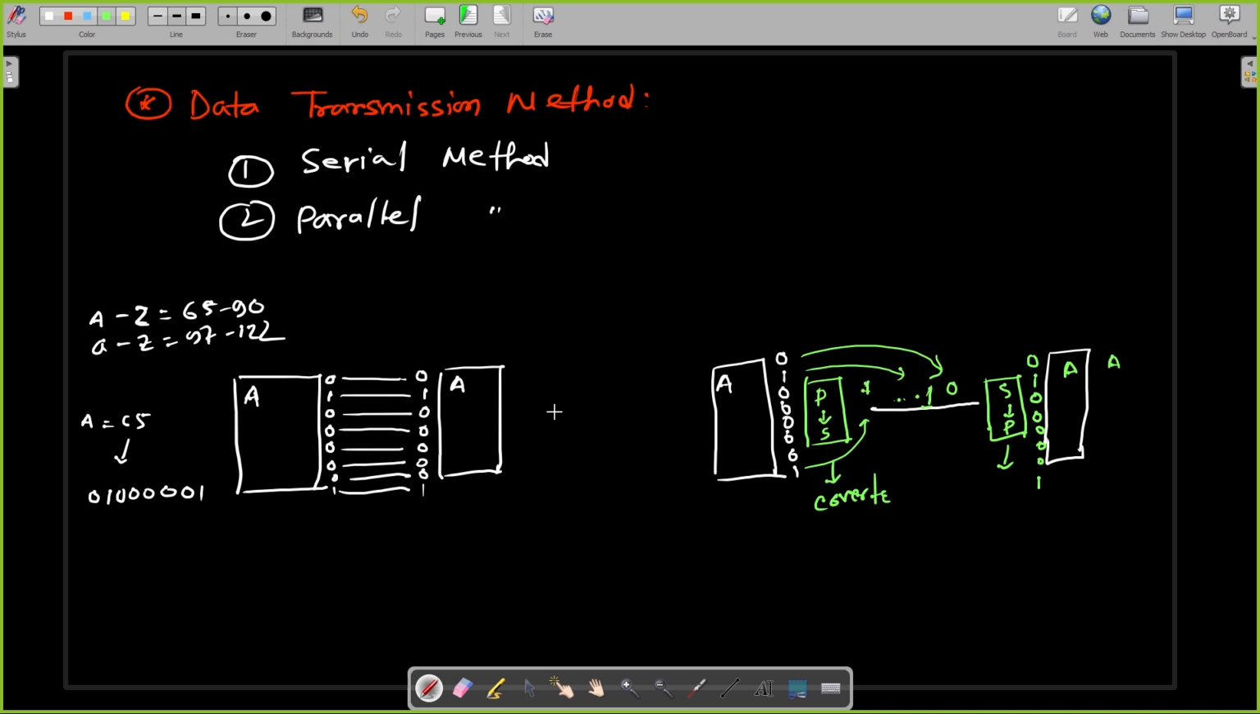Okay, so this is the actual process to send the data using the serial method. The parallel method uses many lines, and the serial method uses only one line. So this is the explanation of the serial method and the parallel method. Do you understand those differences?